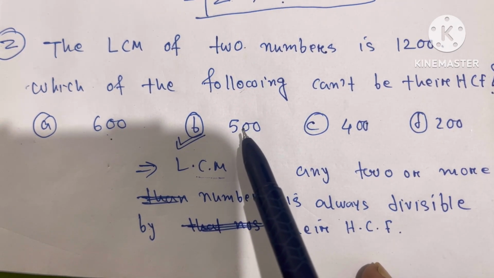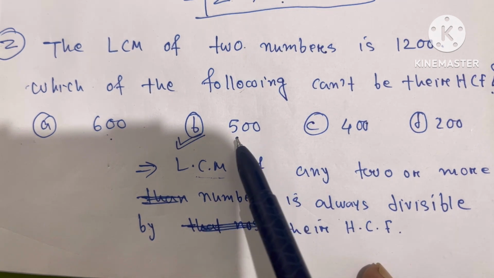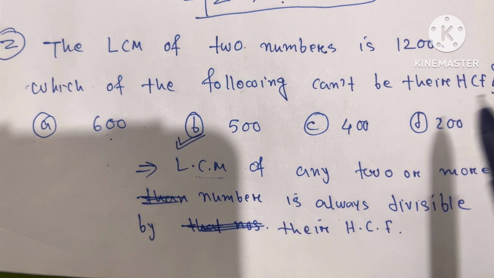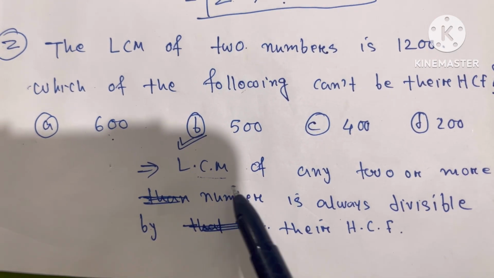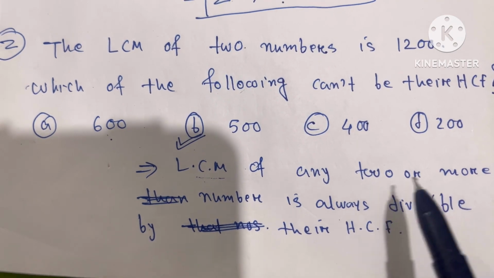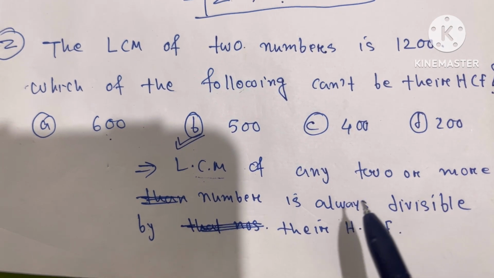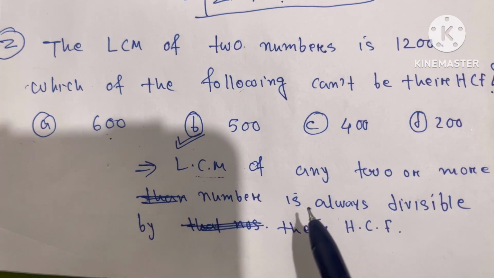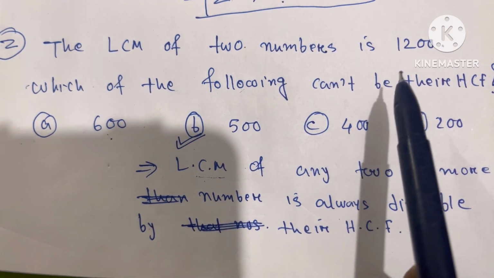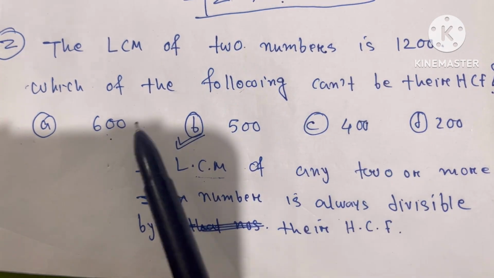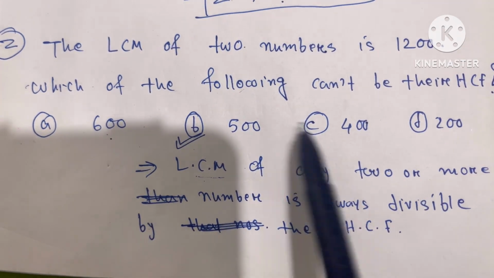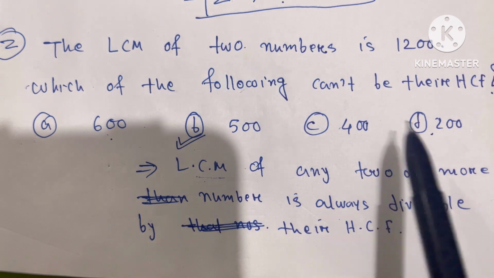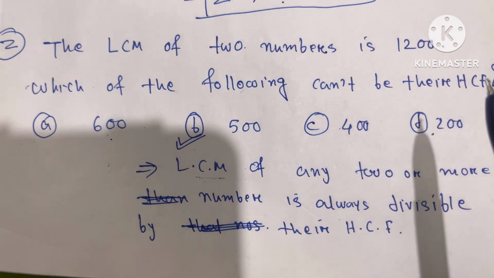That's why, for which of the following cannot be the HCF, the answer is 500. Why? Because 1200 is not a multiple of 500. This statement is not satisfied, because the LCM of any two numbers is always divisible by their HCF. 1200 is divisible by 600, 400, and 200, so these are possible for their HCF, but 500 cannot be. Okay.